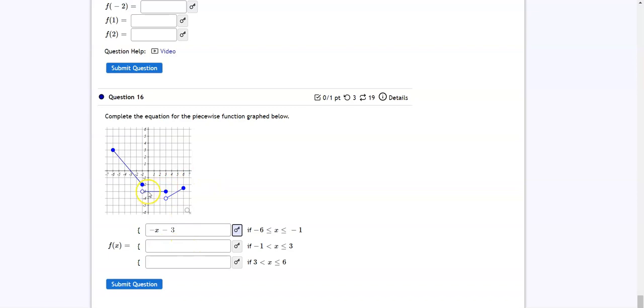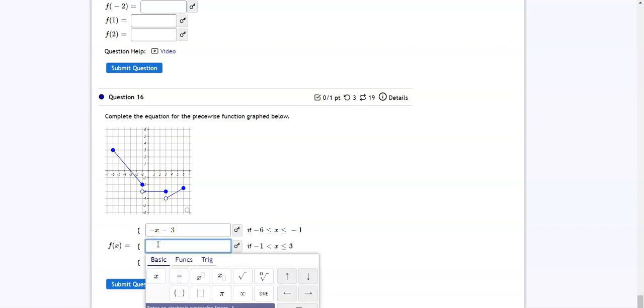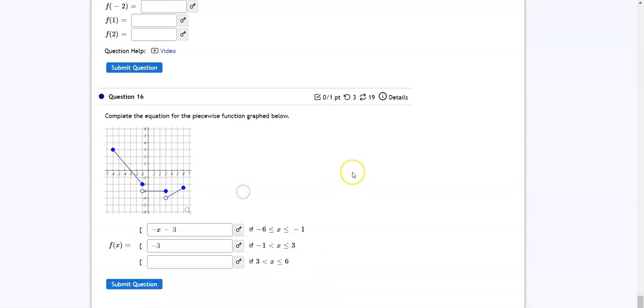Let's notice that the y value is always negative 3 for any point on this little line right here. So this is negative 3. And that's all there is to getting that one. Now this one, though, we have to go back to the same idea we did back here. We need to get the slope. And I can tell that it goes through this point right here. And I can also tell there's an open circle right here.